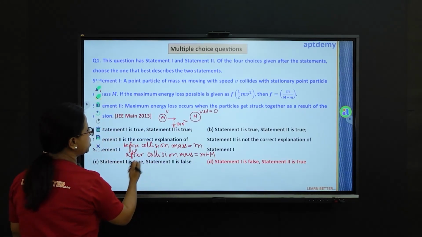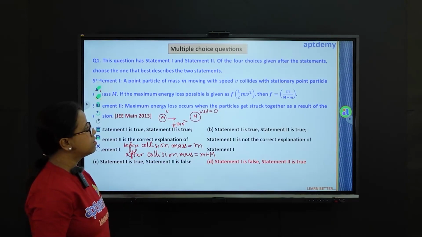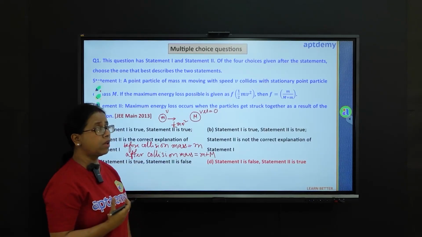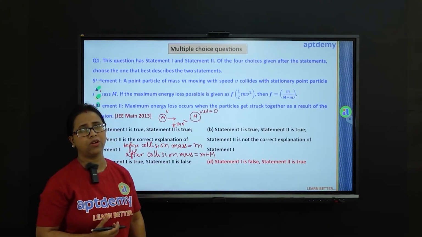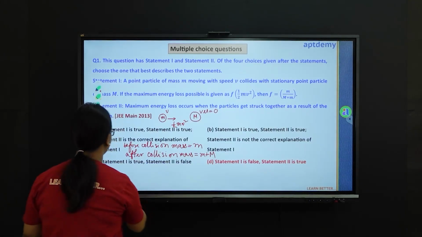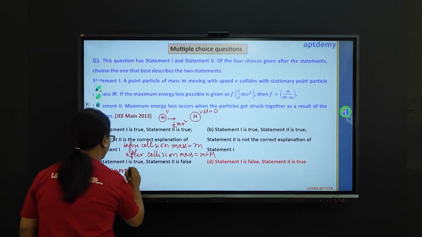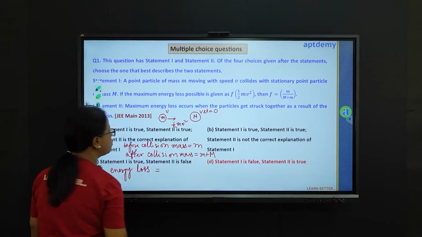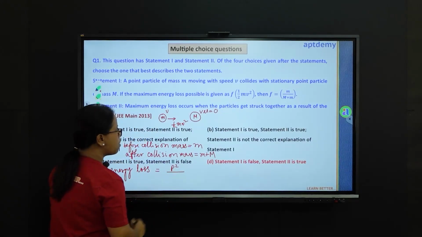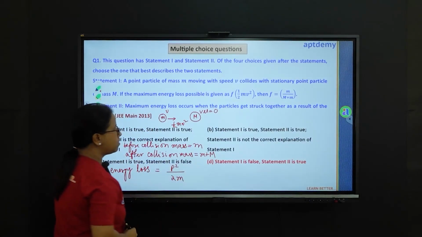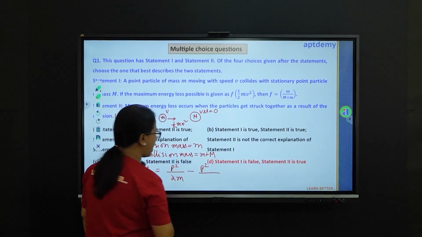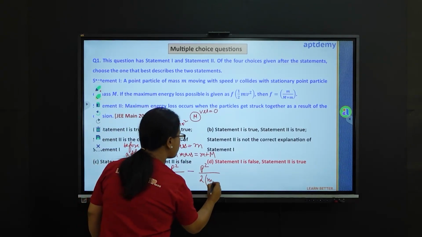So before collision, since they are suggesting in the question that we have an energy loss, we get a hint that before collision the net energy is greater than that which exists after collision. So the energy loss will be equal to the initial energy minus the final energy. The initial energy in terms of momentum may be written as p square by 2 times little m minus the final energy, which is p square by 2 times little m plus capital M.